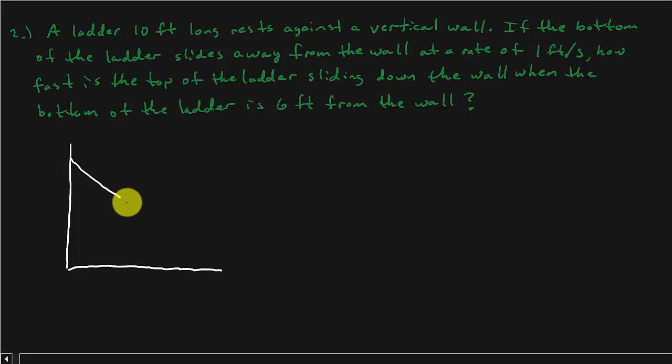And I've got a ladder sitting on the wall. Let's draw that a little differently. Let's label this X and this Y. That's a right angle, and it tells us the ladder is 10 feet. It says a ladder 10 feet long. So here's your ladder right here, and it's 10 feet long. They don't give us any dimensions for X or Y.